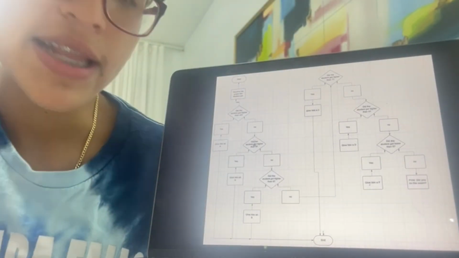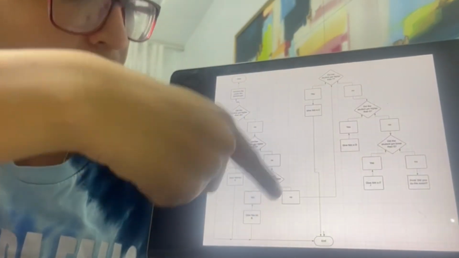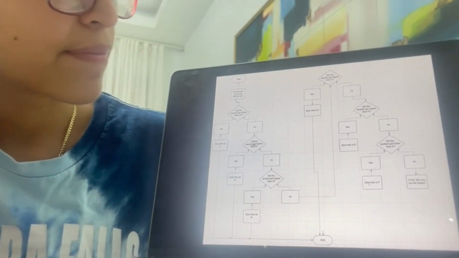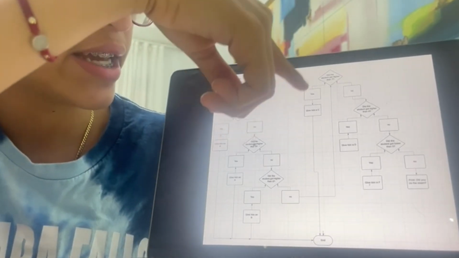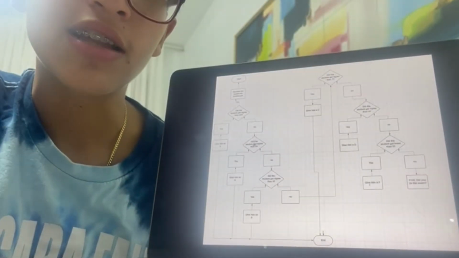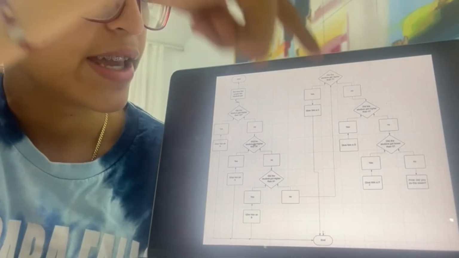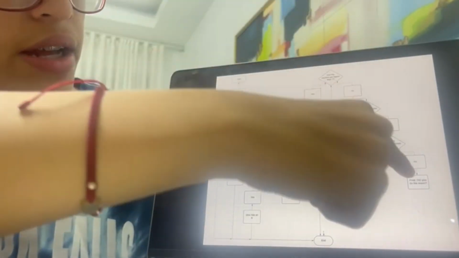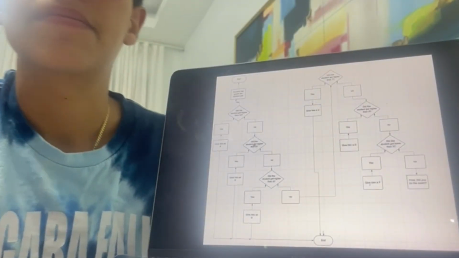Did the student get higher than 8? If it is yes, give him a B, and if it's no, continue here. Did the student get higher than 7? If it is yes, give him a C, and if it is no, continue here. Did the student get higher than 6? If it's yes, give him a D, and if it's no, continue here. Did the student get higher than 5? If it is yes, give him an F, and if it's no, then print, did you do the exam? And this is our flowchart.